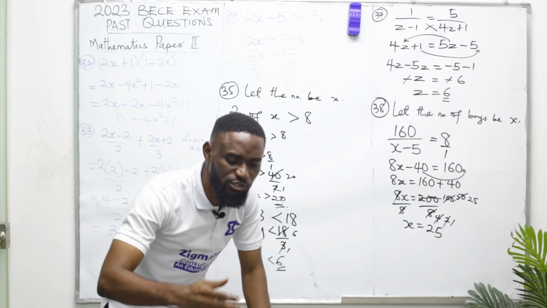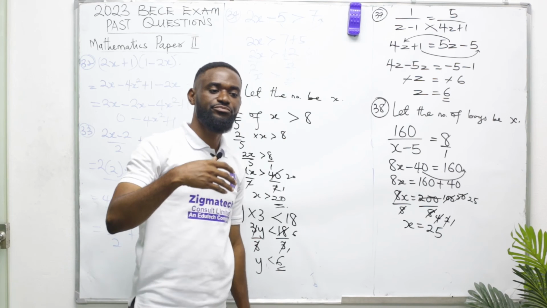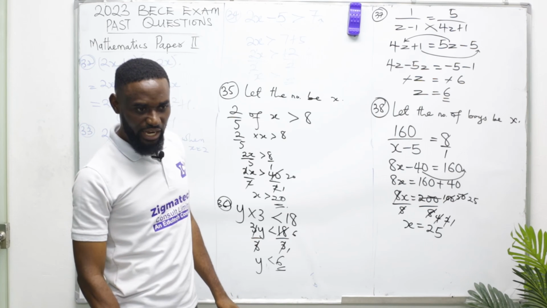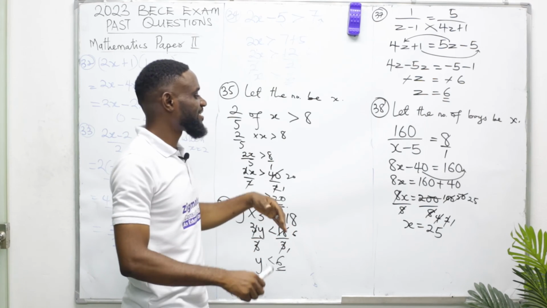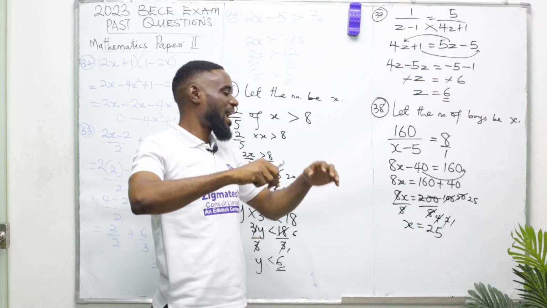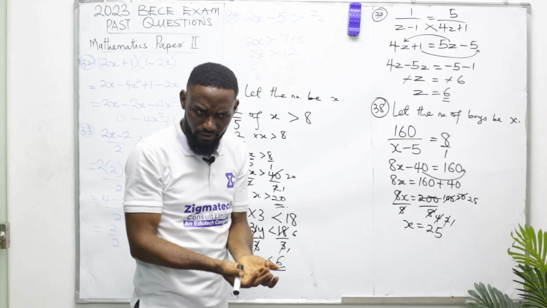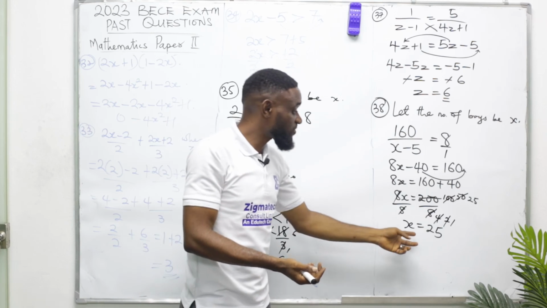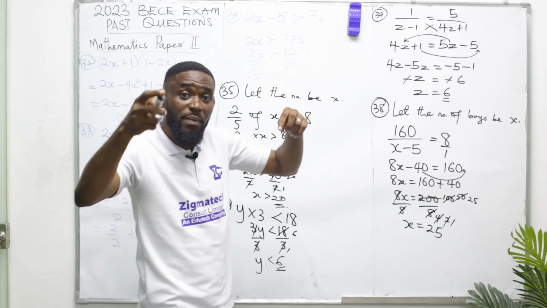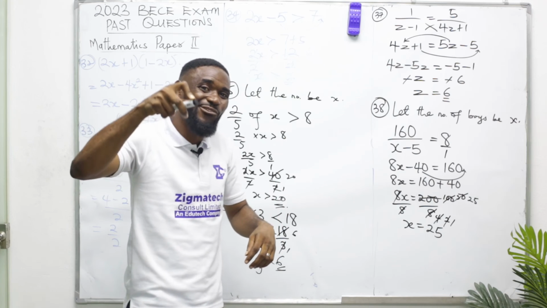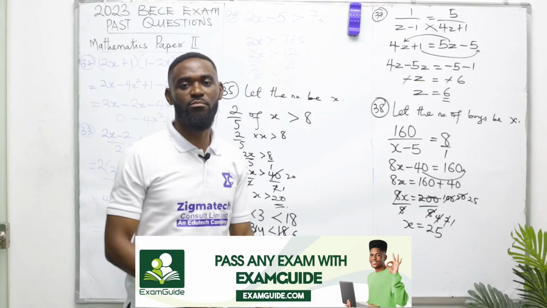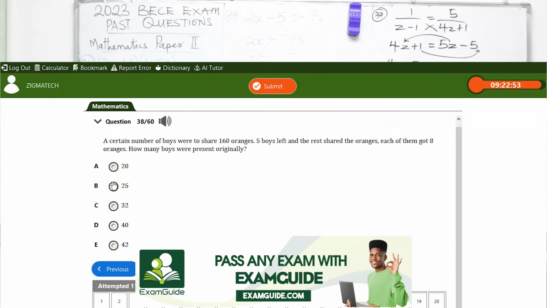That is, both those that got the orange and those that did not. Do you get the point now? Both those that shared the orange and those that did not even share the orange. So there were about 25 of them in number. But do you know that in this 25, 5 left? So the number of boys that actually shared the orange were like 20 boys. But originally they were 25 in number. Do you understand me now? So 25 is the correct option.